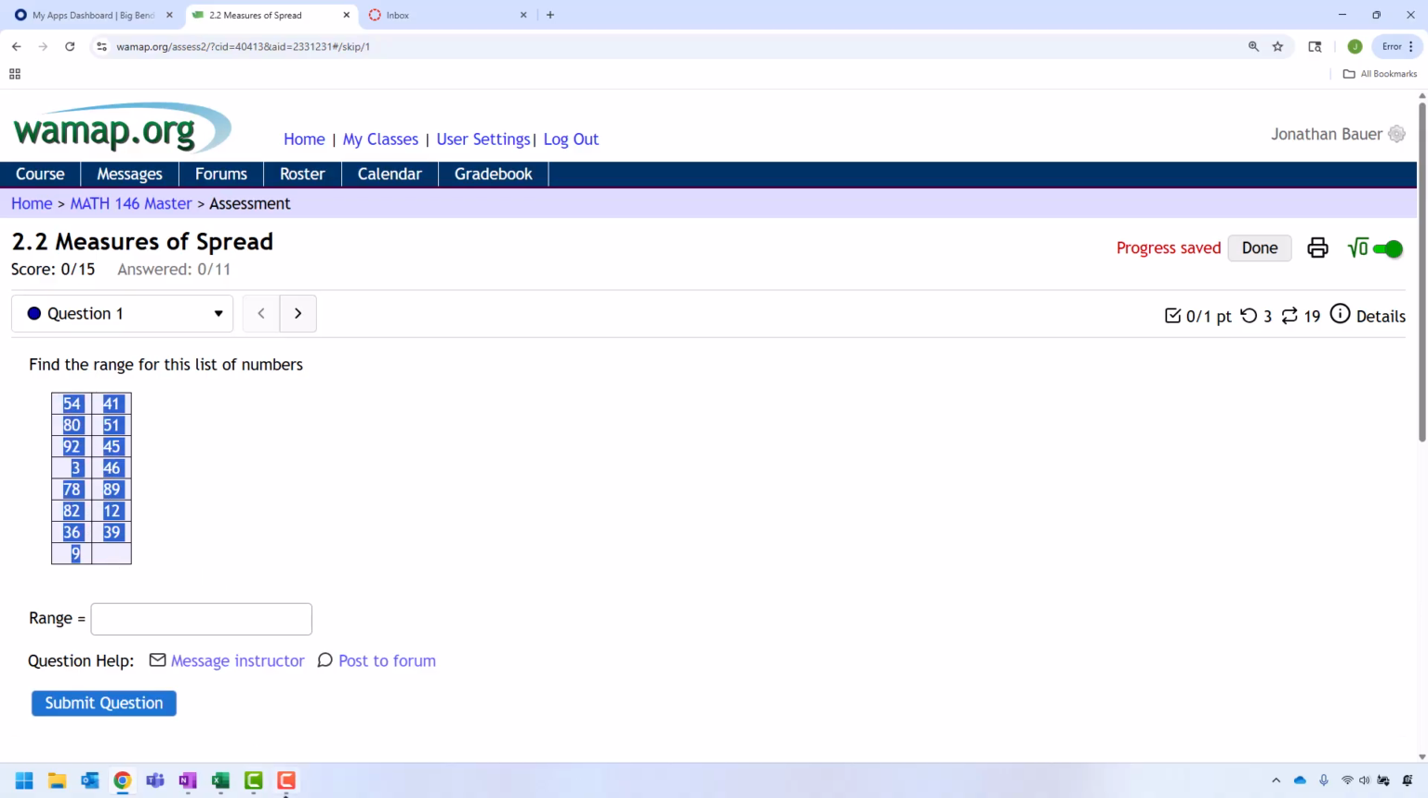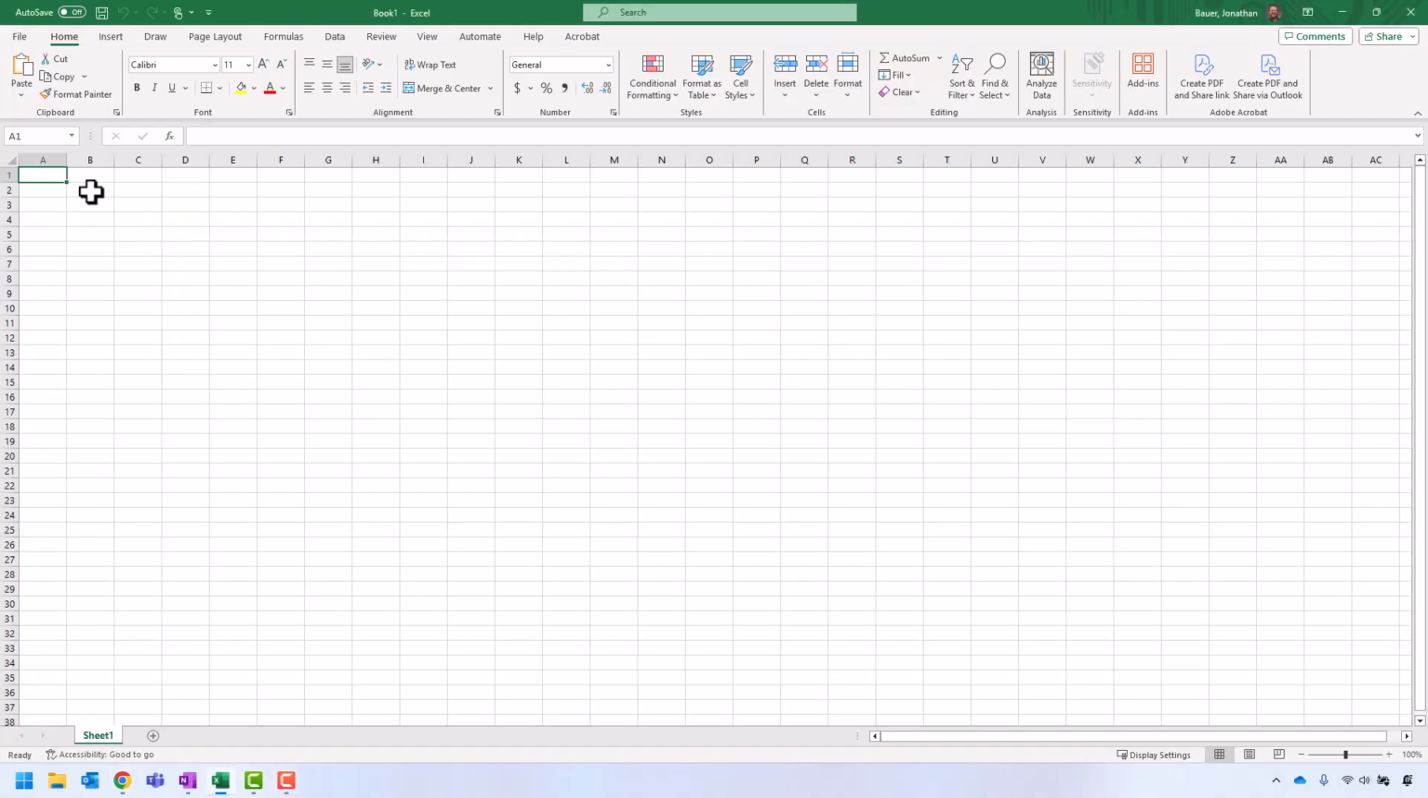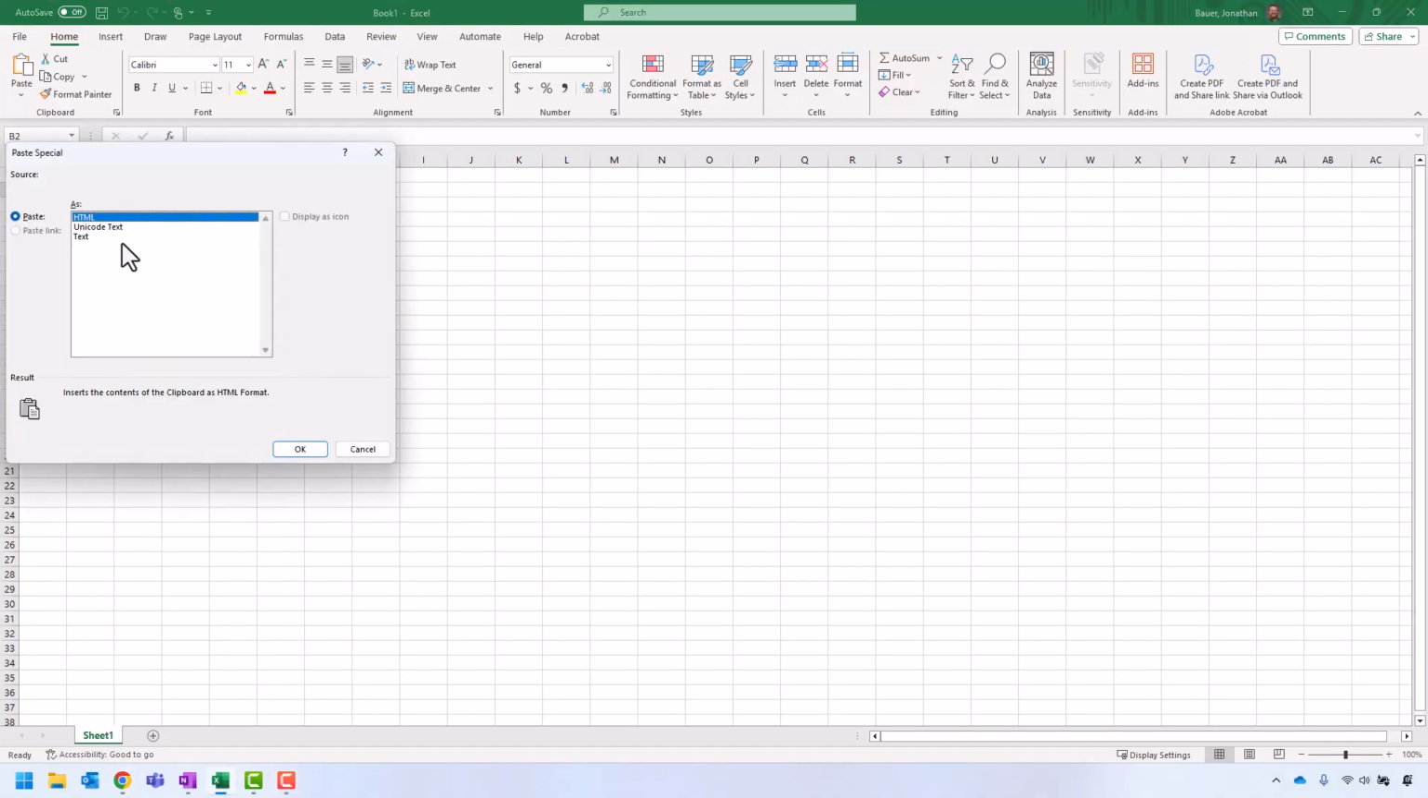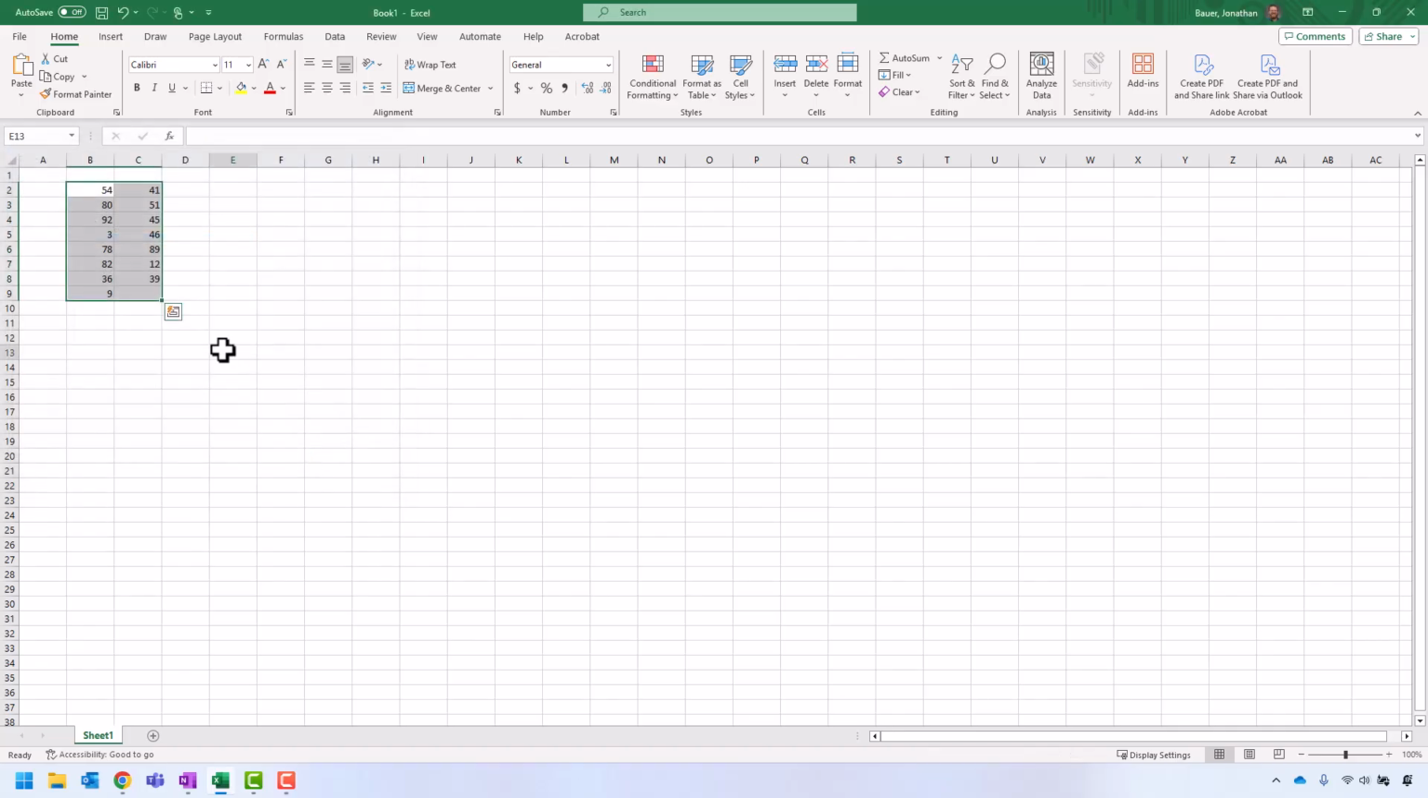I'm going to show you how to do the work in Excel. We're interested in finding the range. Paste here. I got my list. I want to make it into just one column, so I'll copy and paste here.